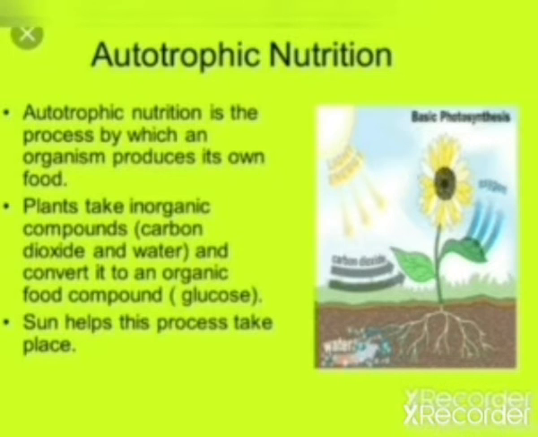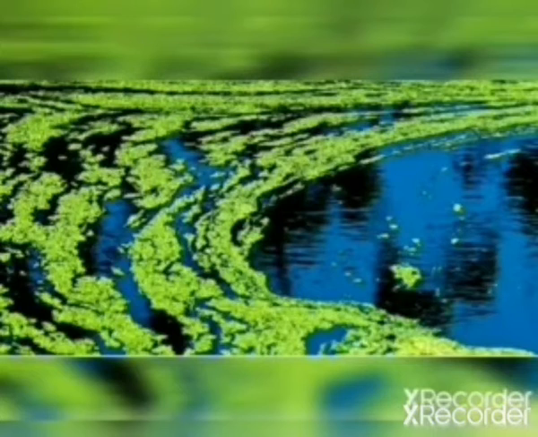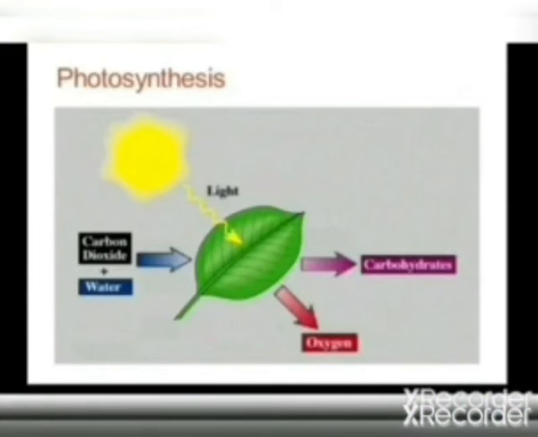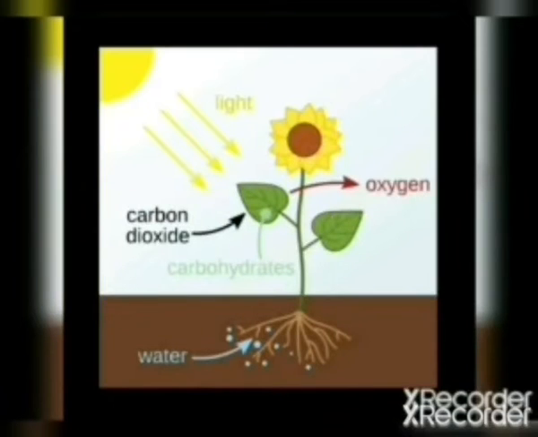Green plants and blue-green algae are examples of autotrophs. What is photosynthesis? Photosynthesis is a process by which autotrophs take in carbon dioxide and water from the outside and convert them into carbohydrates in the presence of sunlight and chlorophyll.